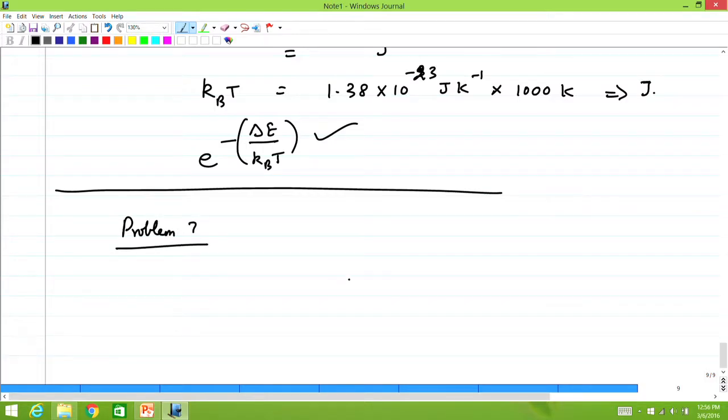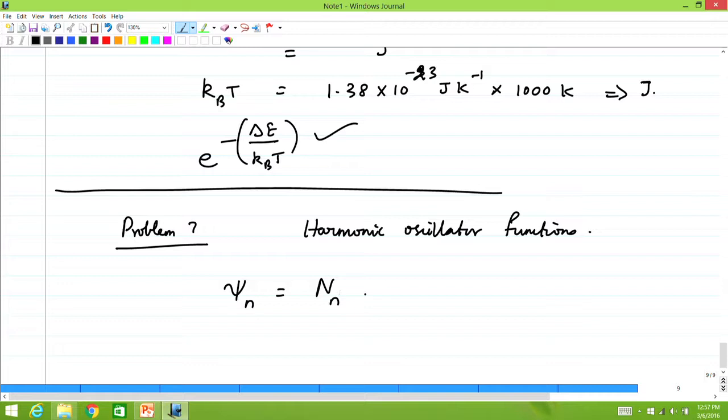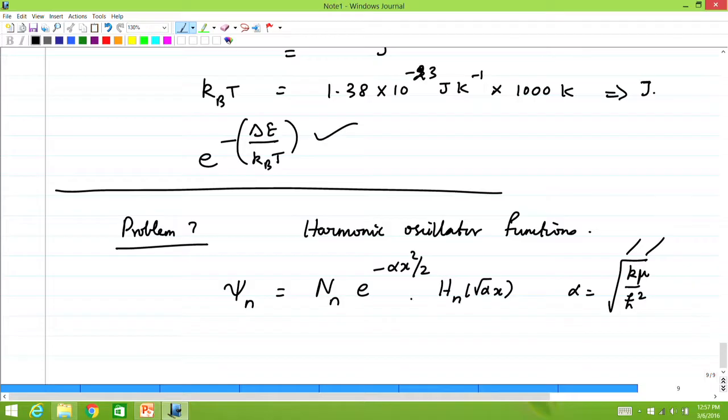Problem 7, and you are asked to write the harmonic oscillator functions. So, textbook exercise, please remember that the psi n is a normalization constant which is a function of n, and then it is e to the minus alpha x square by 2 times H n of root alpha x. Therefore, what is alpha? Alpha is equal to square root of k mu by h bar square.